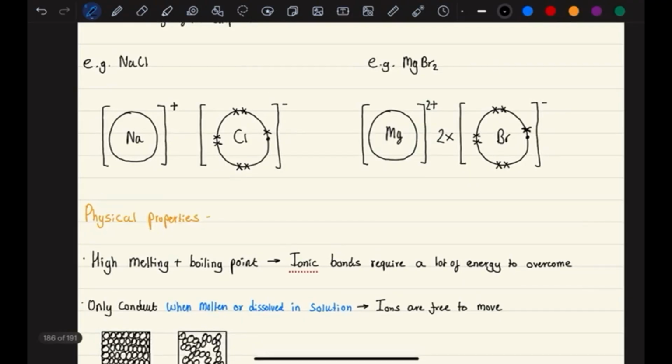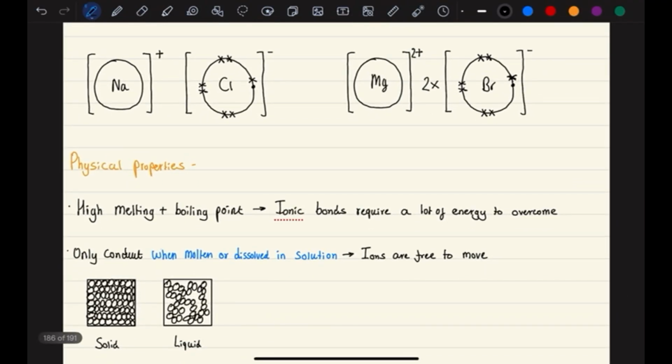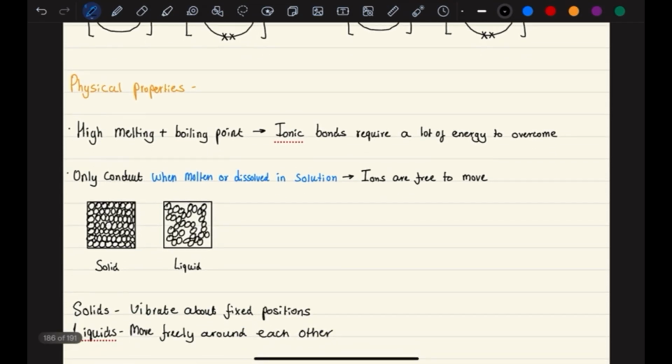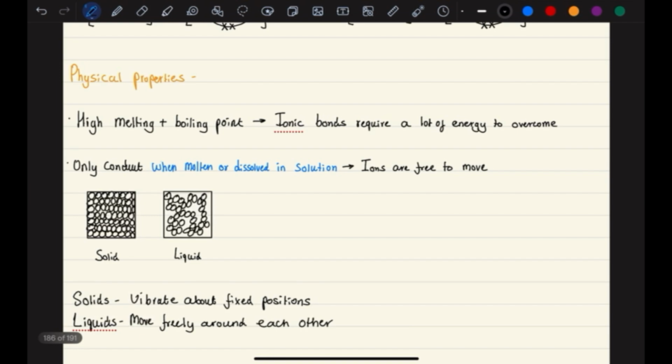Let's push it forward. You should have done bonding and dot and cross at GCSE, but physical properties are very important. Whenever we talk about a giant ionic lattice, we say it has a high melting and boiling point, because the ionic bonds are very strong. That electrostatic attraction between the oppositely charged ions is very strong, so it requires a lot of energy to overcome. We'd also say they only conduct when molten or dissolved in solution, because those are when the ions are free to move.